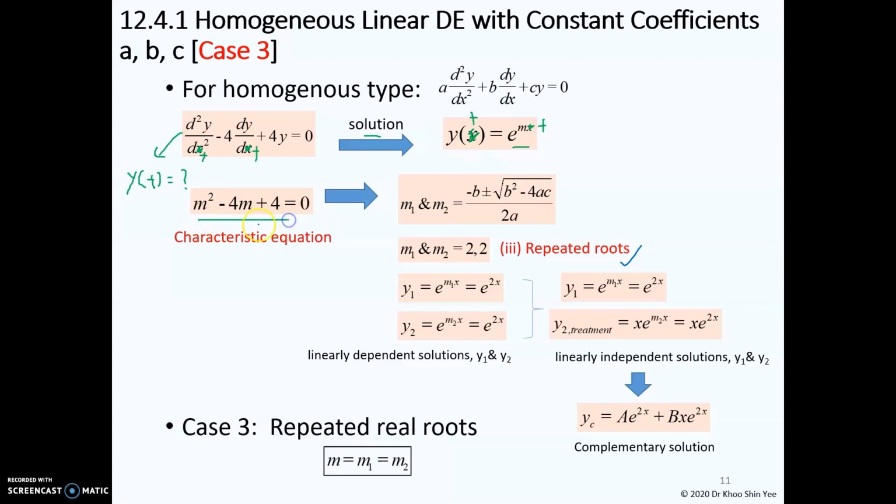After you solve the characteristic equation, you shall obtain a repeated root. So your y1 and y2 here must be in the t variable also. When you compare y1 and y2, they are the same and linearly dependent. So this is not what we want. Therefore, we need to perform the treatment to obtain a linearly independent solution. So we need to multiply it with the independent variable, which is t in this case. So you need to replace all the variables with t.